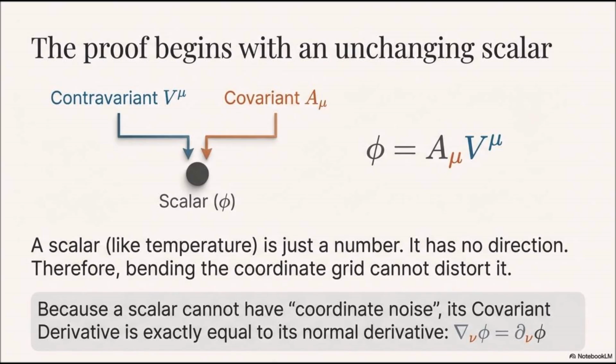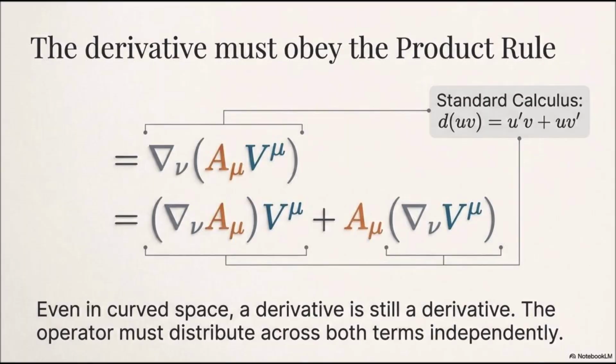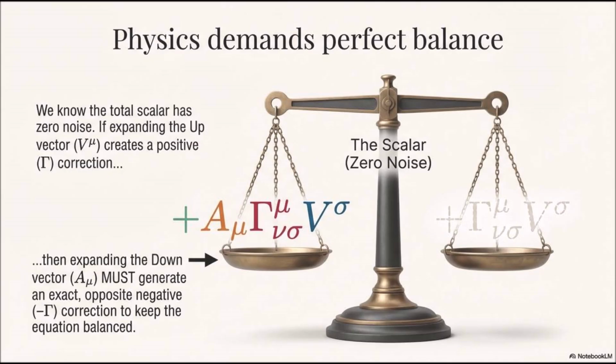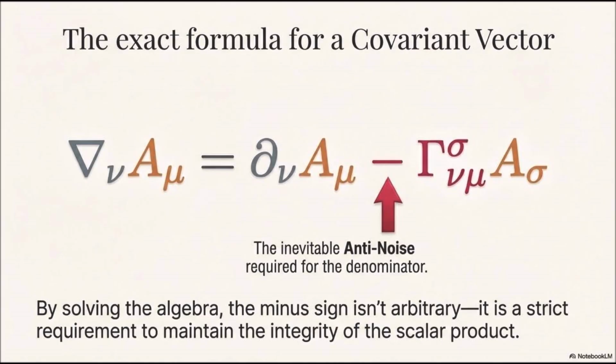the Leibniz rule. This proof is a masterpiece because it uses a Trojan horse. It relies on something we deeply trust, something that the twisting coordinate grid cannot possibly affect, a scalar. A scalar is just a single number, like the temperature of a room. It has no direction. Because it has no direction, it doesn't care if the basis vectors of your grid are twisting or turning. It's immune to the geometry. Therefore, the ordinary derivative of a scalar works perfectly fine. It's already a perfect tensor.